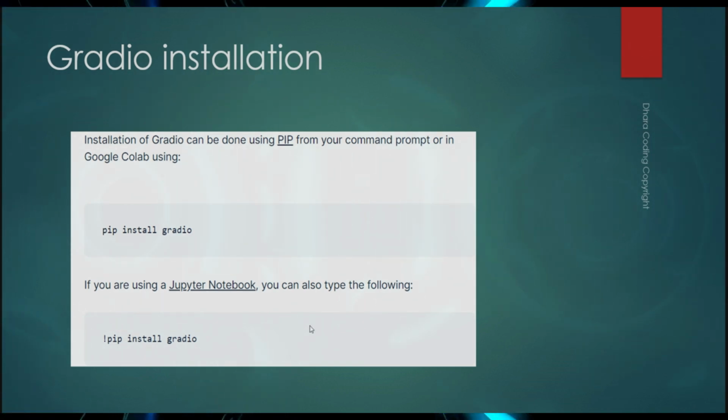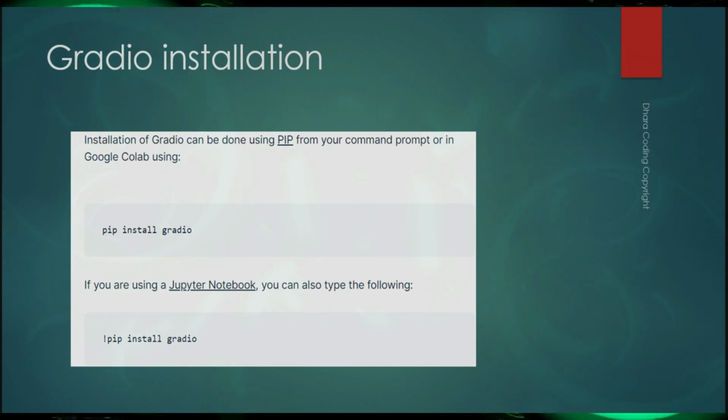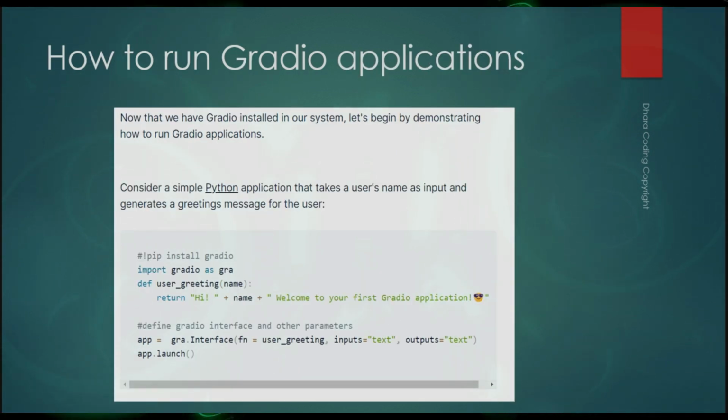So how to use Gradio? First you need to pip install gradio. If you are in a Jupyter notebook in Google Colab, you can just use pip install gradio, and if you are using Jupyter notebook, then use pip install gradio. It will install Gradio, and that's it.